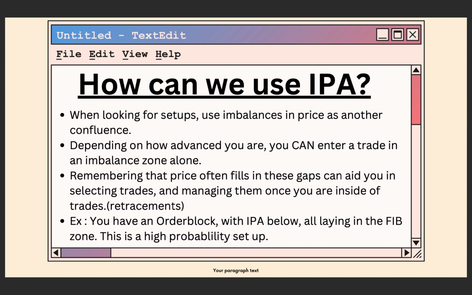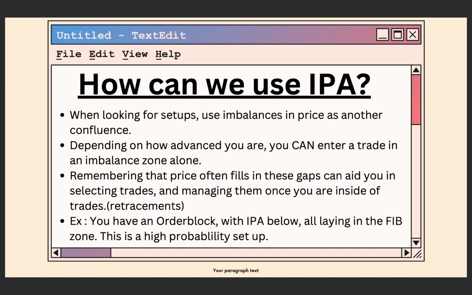For an example, you have an order block with IPA above or below, all laying in the fib zone, and this is a high probability setup. You got 3 confirmations right there. That is the absolute least I think that you should have. But something I have noticed about a large number of traders is that they either underestimate or overlook imbalances. The price algorithm is greatly drawn to imbalances, just like liquidity, so we can use imbalance to judge where price might be drawn to or react from.